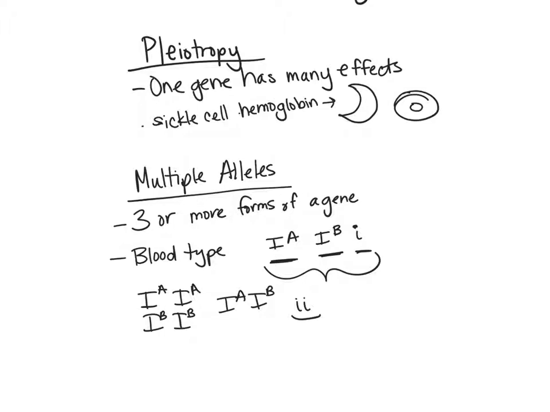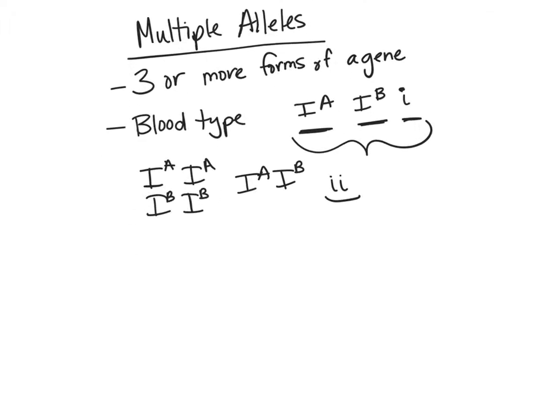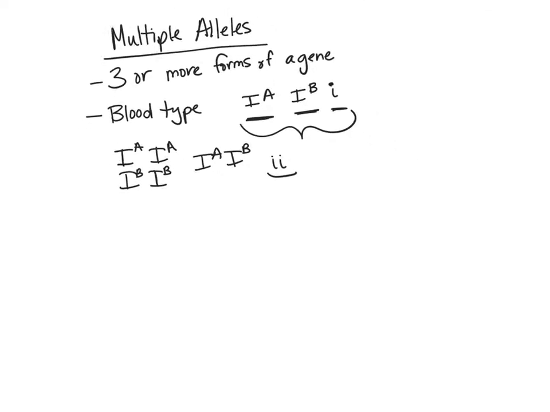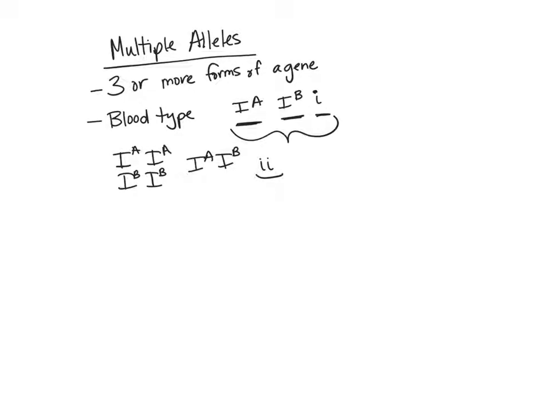Now, talking about eye color, we can talk about eye color in humans, which is not a case of multiple alleles, but in this case what we're talking about is polygenic inheritance.